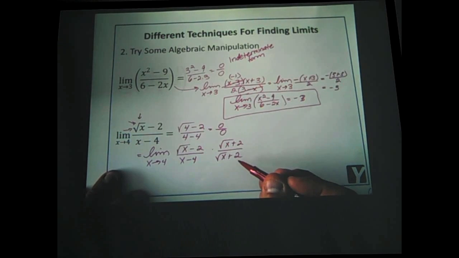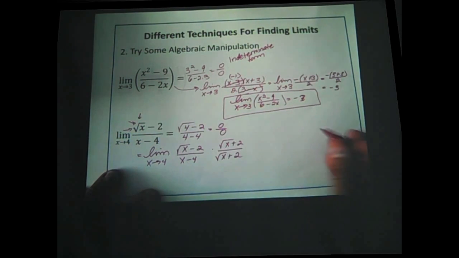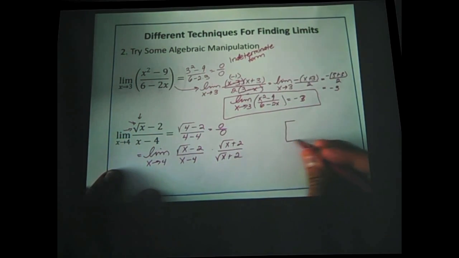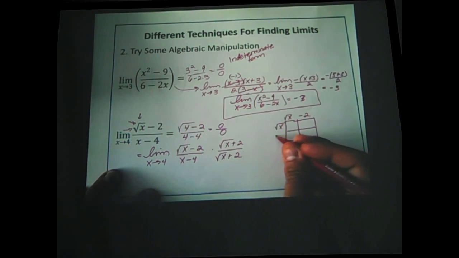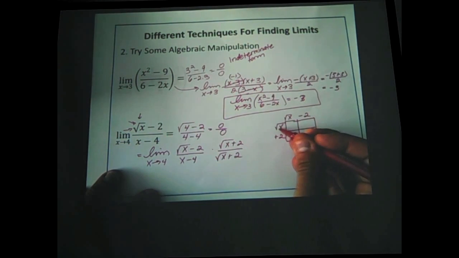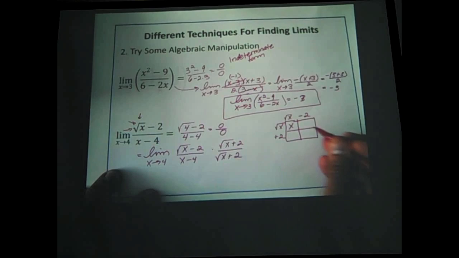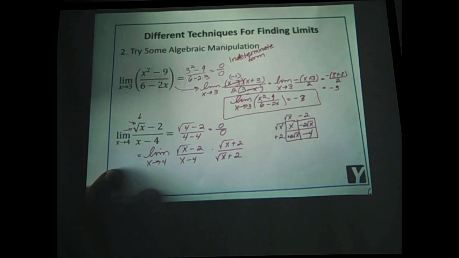Let's see why that's so helpful. In the numerator, I need to multiply these two expressions together. Algebra students at YES Prep typically make a box. One factor is the square root of x minus 2. The other one is the square root of x plus 2. We find the area for each shape. The square root of x times the square root of x is x. Square root of x times negative 2 is negative 2 square roots of x. Positive 2 times the square root of x is positive 2 square roots of x. Positive 2 times negative 2 is negative 4.